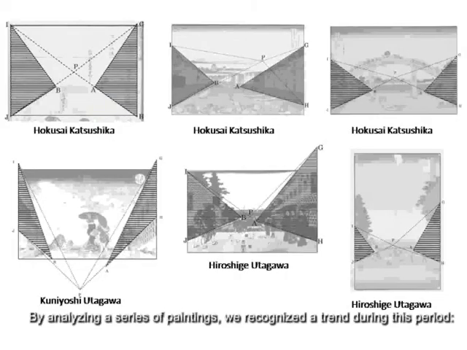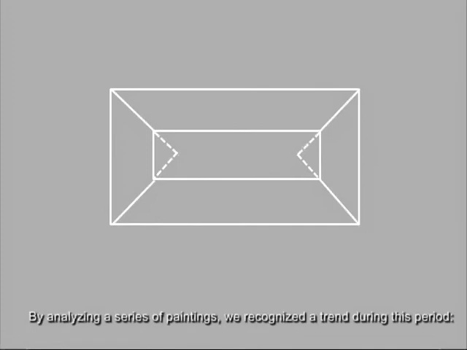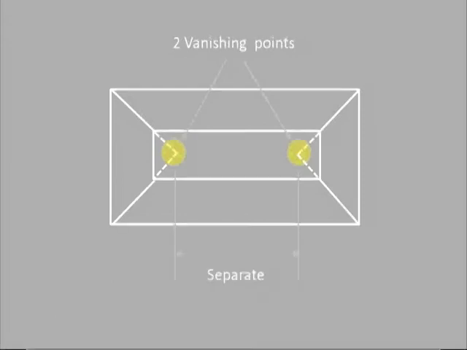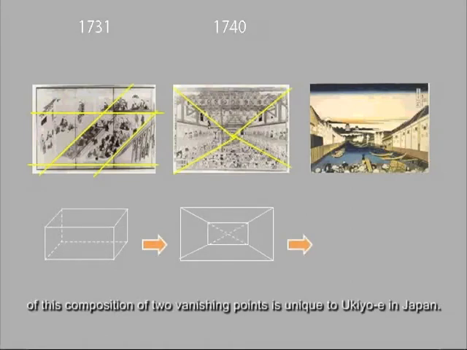By analyzing a series of paintings, we recognize the trend during this period: the application of 2 vanishing points that fork off to the right and the left. As shown, despite the introduction of perspective in art, the development of this composition of 2 vanishing points is unique to ukiyo-e in Japan.